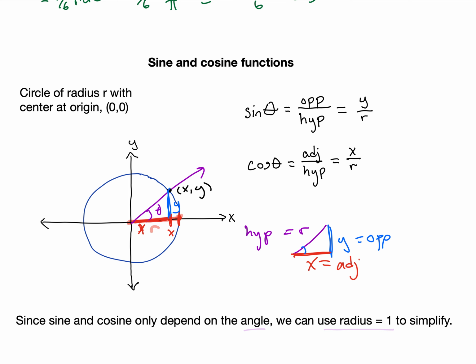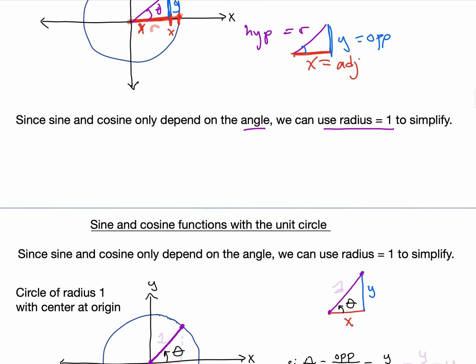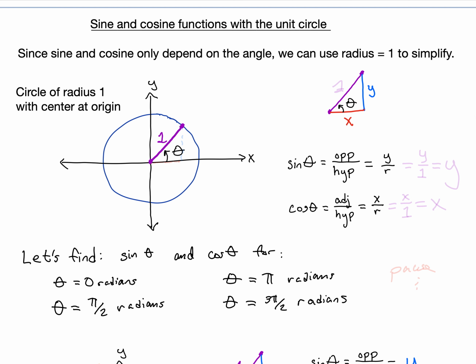Now, something to observe is that the definition of sine and cosine only depend on the ratio of the side lengths for that angle theta. Since that ratio is preserved, sine and cosine only depend on the angle, not on the exact value of the radius. So that means that we can use a radius equal to 1 to simplify these formulas. So we're going to look at sine and cosine with the unit circle. Unit circle means a radius of 1 as opposed to a general r. And so now this is a 1 as the length of the hypotenuse.